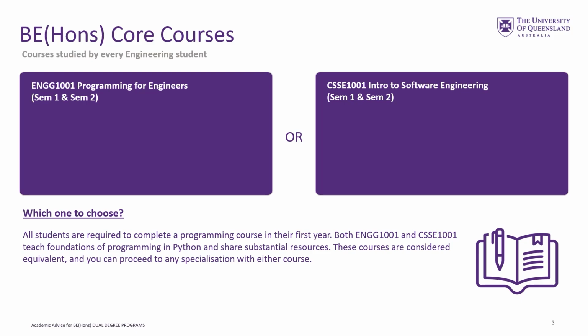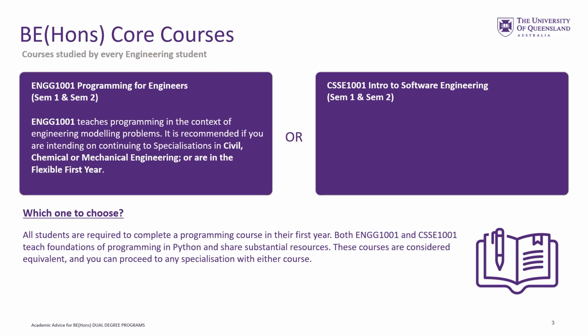So when it comes to our programming courses, we have 2 choices. Both teach programming and both teach programming using Python, and they share substantial resources. The courses are considered equivalent and you can really choose either. But if you're trying to make your mind up, Eng 1001 teaches programming in an engineering modelling context. So it's recommended if you're intending to continue into civil, chemical or mechanical engineering, or if you're in flexible first year.